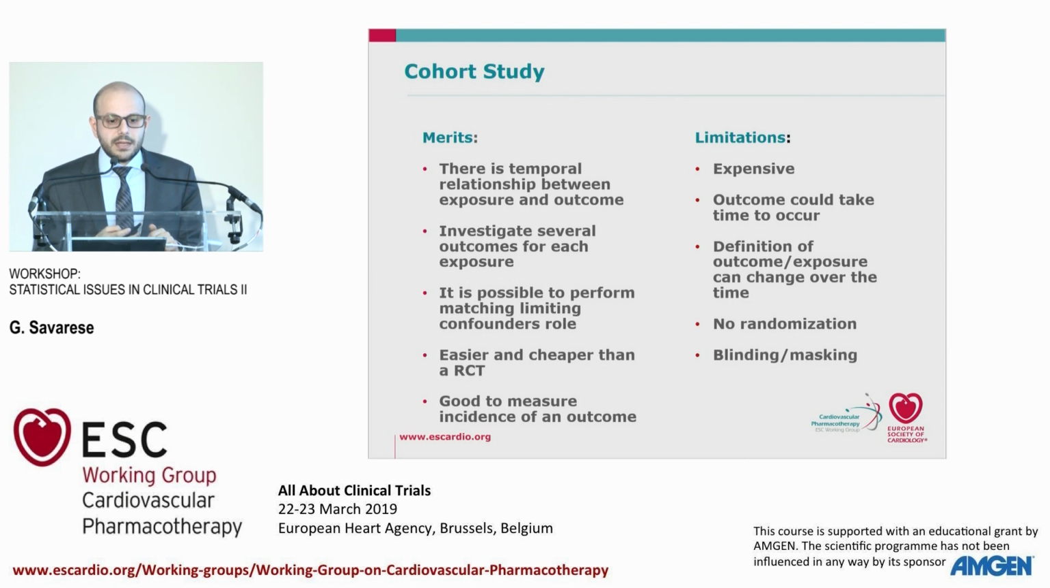In a cohort study, we can investigate several outcomes for each exposure. It's possible to perform matching, limiting confounders' role. We will see this later. They are, of course, easier and cheaper than randomized controlled trials, and they are good to measure incidence of an outcome. The limitations are that these types of studies are expensive, although not as expensive as randomized controlled studies, but in any case, they are still more expensive, for example, as compared with a cross-sectional study.